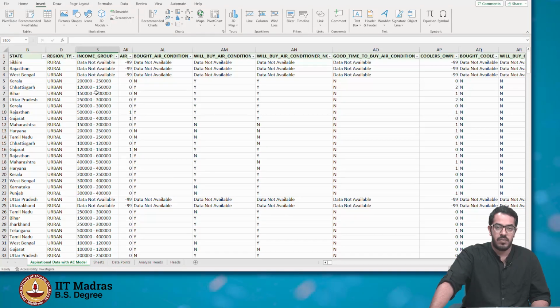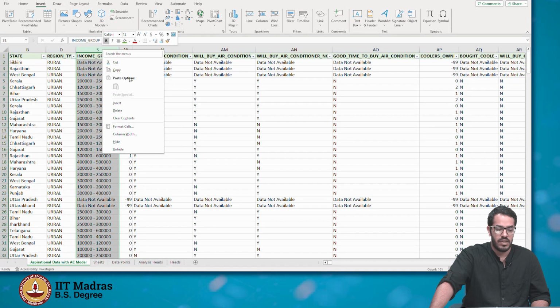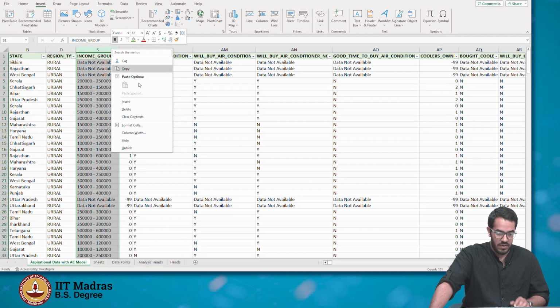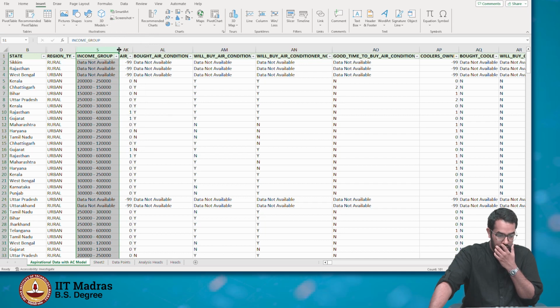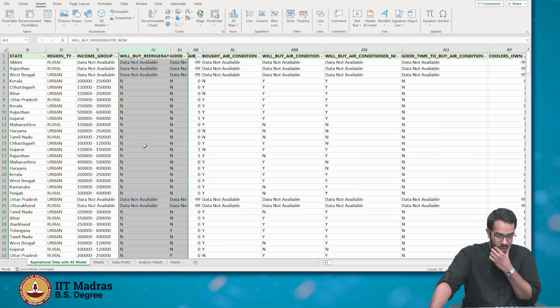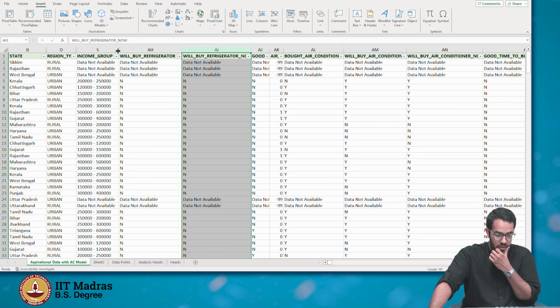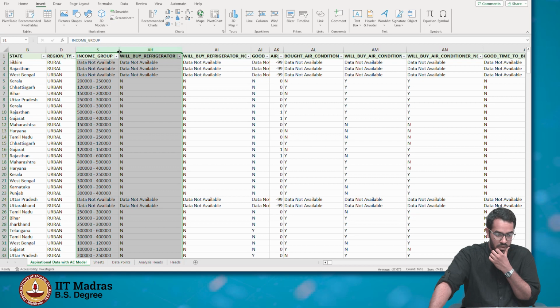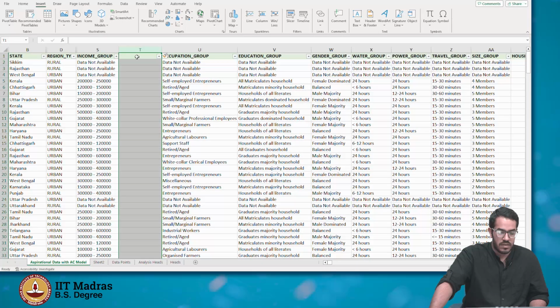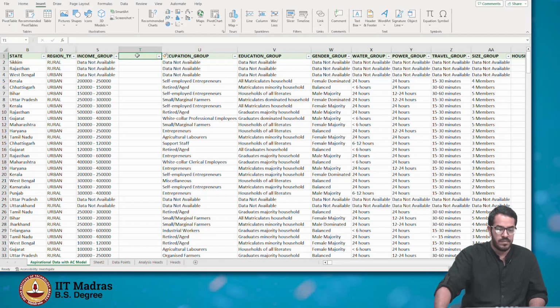We come back to our main sheet, and what I will do here is I will insert a column here, unhide, yeah, we have all the things here. Now I want to insert a specific column here, and I want to write it as classification.